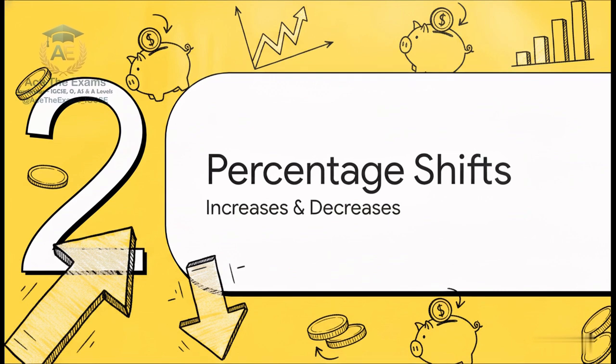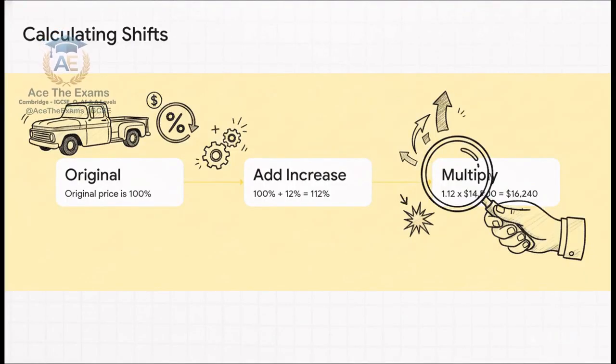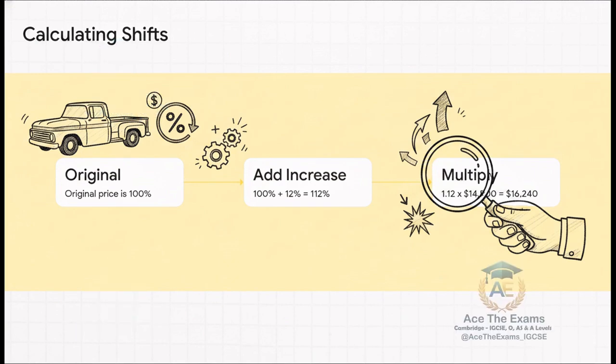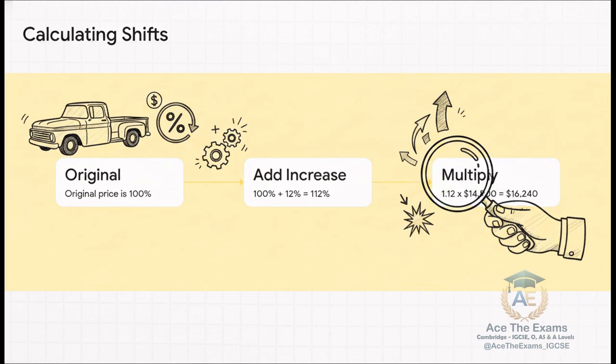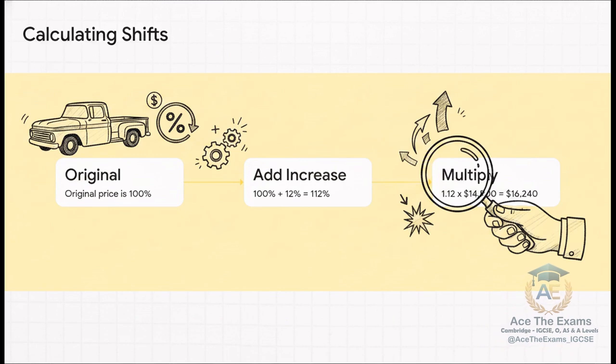Calculating percentage shifts. This is where we start building our actual answering framework. Let's imagine a scenario where a garage increases the price of a truck by 12%. The old school way, the way Alex would do it, is to find 12% of the price, write it down, and awkwardly add it back to the original price. It takes too long. Top students use what I call the PEEL framework for math. Point, evidence, execute, link.